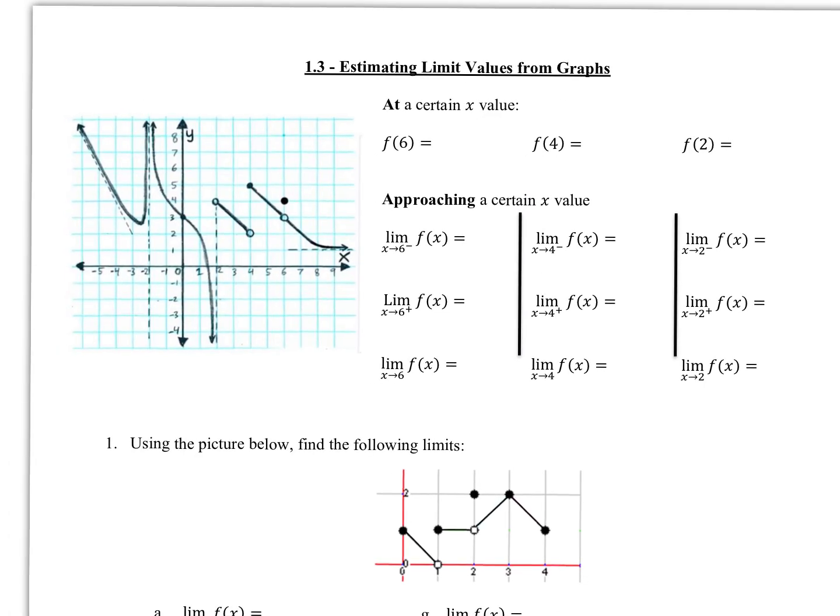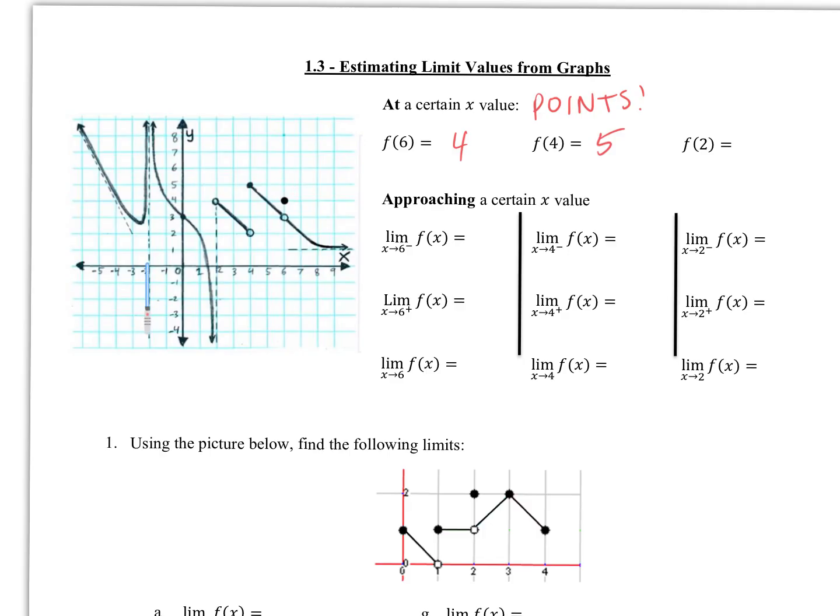Okay, so I purposely put these at the top at a certain x value. So these are all asking about points. F of 6 from this graph. F of 6. When x is 6, what is the point y value? 4. Boom. It's right there. Love it. Let's do those 3. F of 4. 5. Yeah, f of 4 has a point at 5.